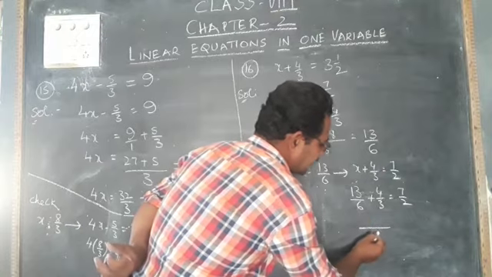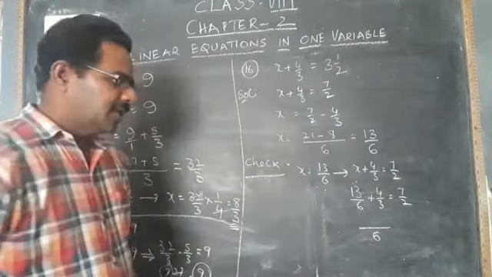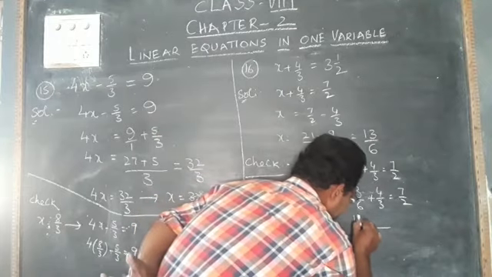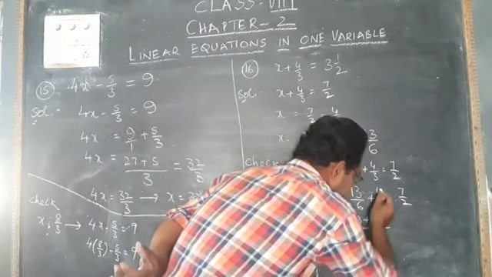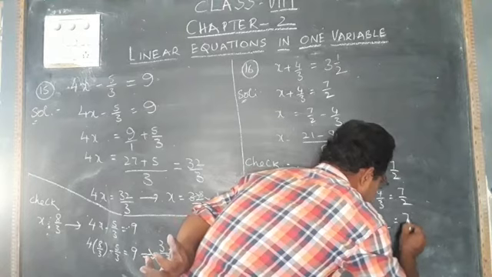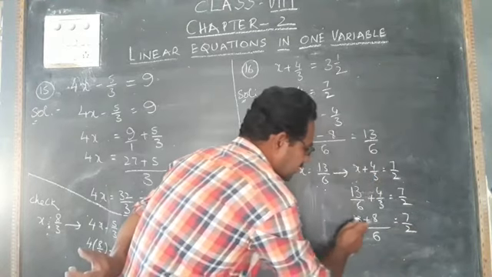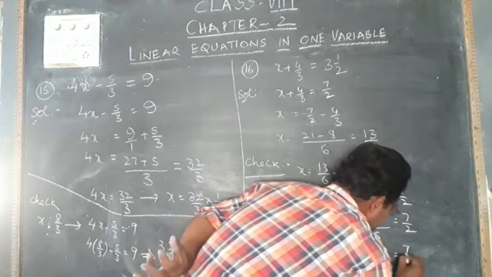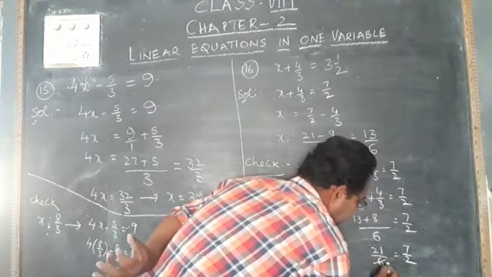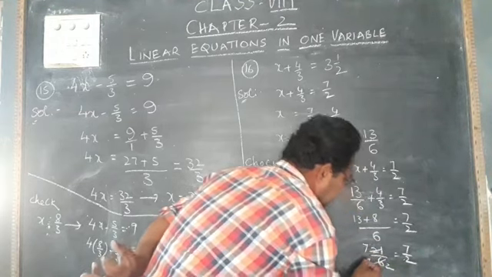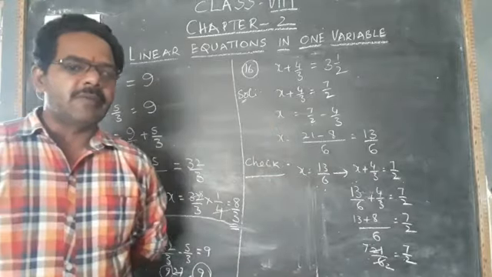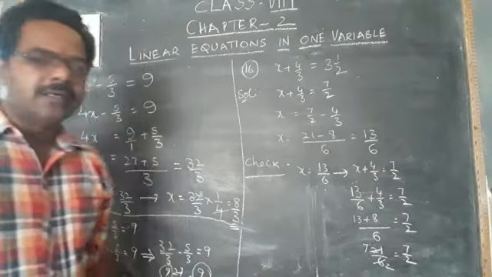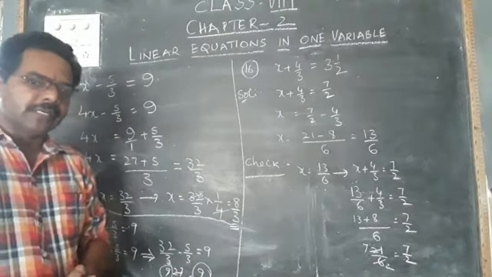For 6 and 3, take the LCM: 6 ones are 6, and 3 twos are 6. So 13 by 6 plus 8 by 6 is equal to 7 by 2. 13 plus 8 is how much? 21 by 6 is equal to 7 by 2. In the 3 table, 3 twos are 6 and 3 sevens are 21. So 7 by 2 is equal to 7 by 2. Understand? Left hand side is equal to right hand side.